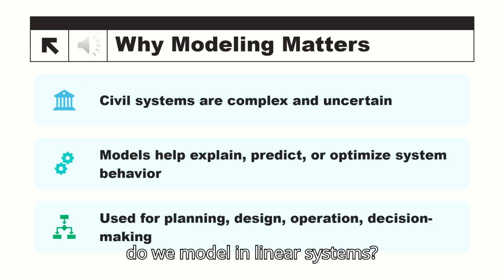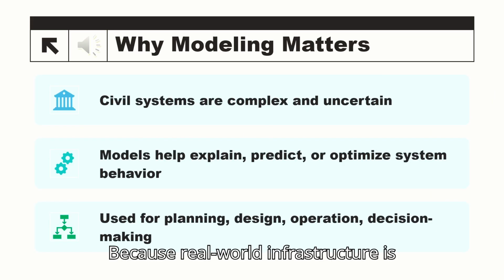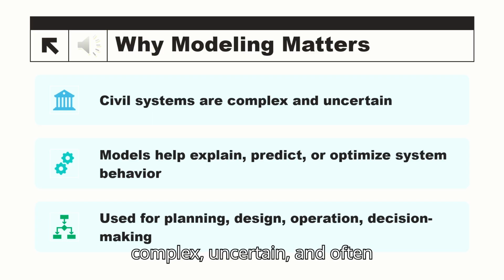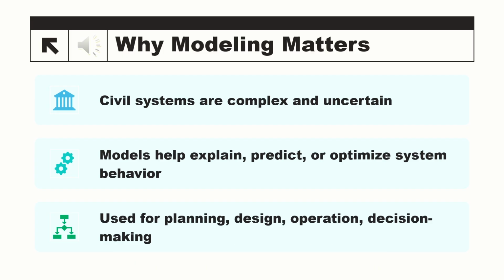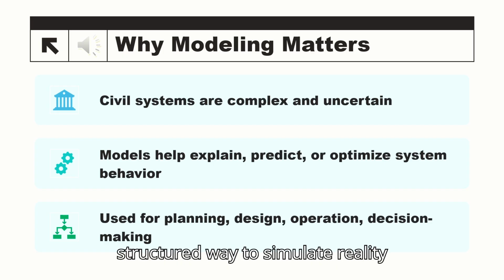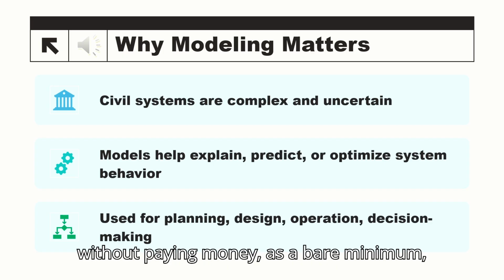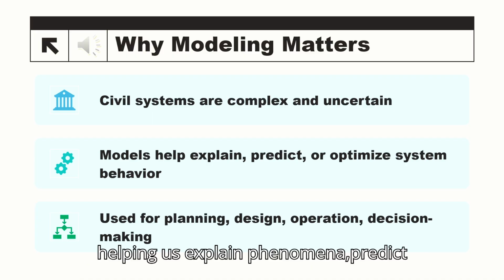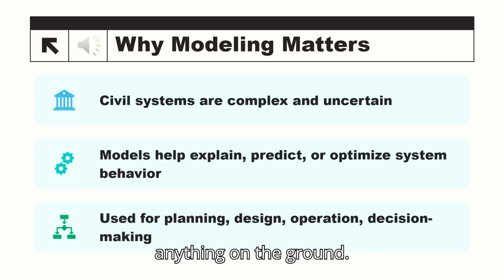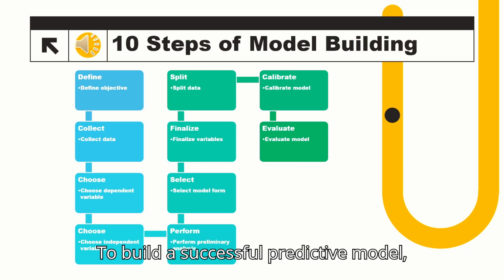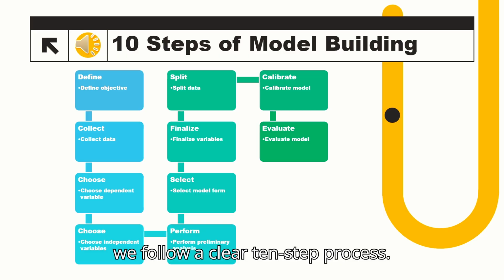So why do we model engineering systems? Because real world infrastructure is complex, uncertain, and often costly to experiment with directly. Models give us a safe, structured way to simulate reality without paying money as a bare minimum, helping us explain phenomena, predict outcomes, and optimize decisions before we build or intervene or do anything on the ground.